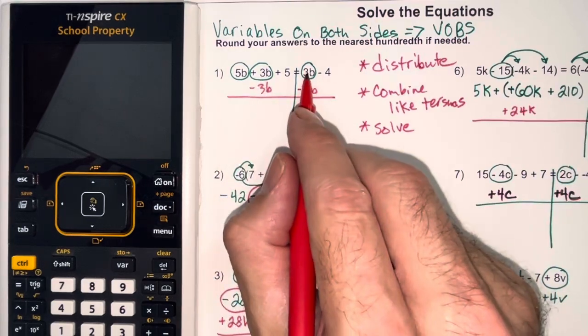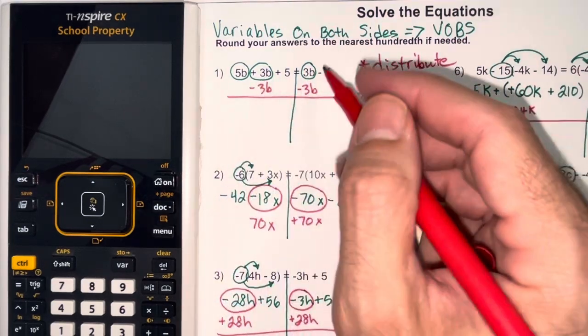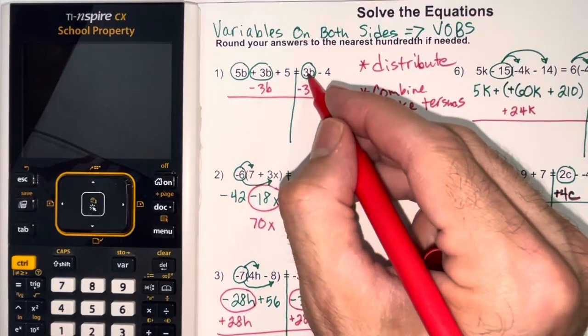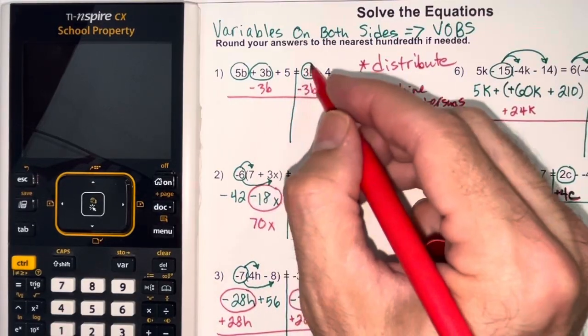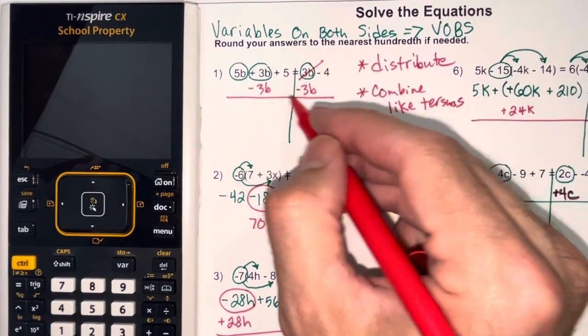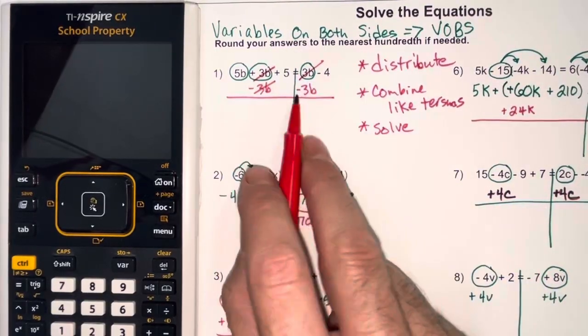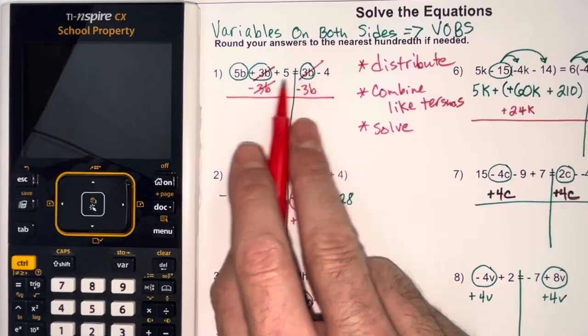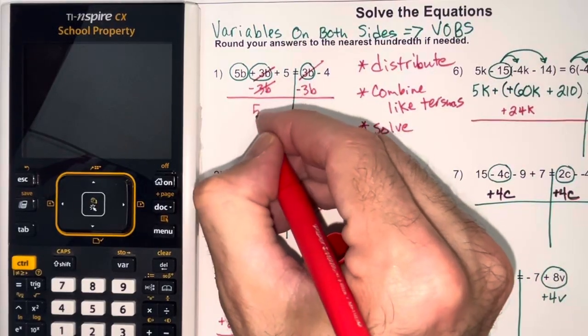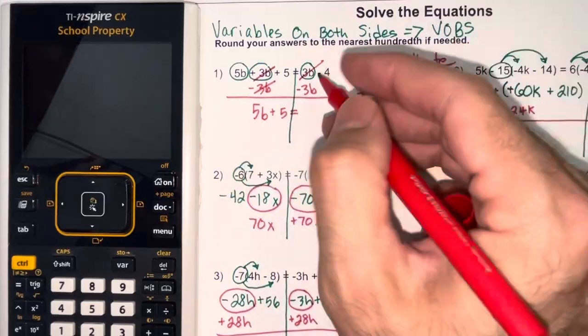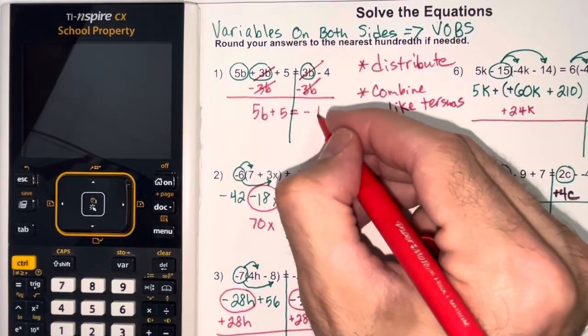So here we have 3b and 3b. If we remove these variable terms from the right side, we subtract 3b, and that would actually take care of both of those on both sides. So we're left with 5b plus 5 equals -4.